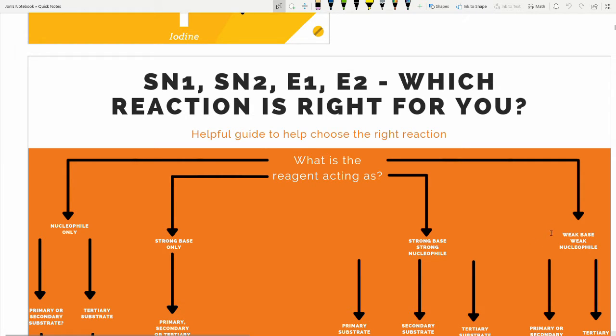Now if we go to the last path, it says weak base and weak nucleophile. Some examples are water and alcohol, and because they are weak bases and weak nucleophiles, they are often used for SN1 and E1 reactions.